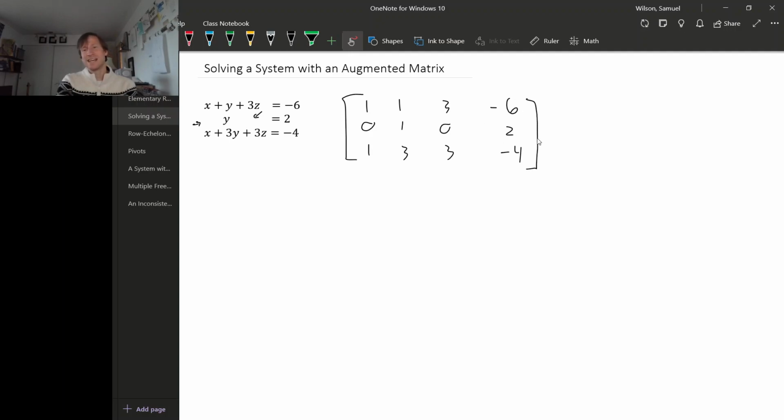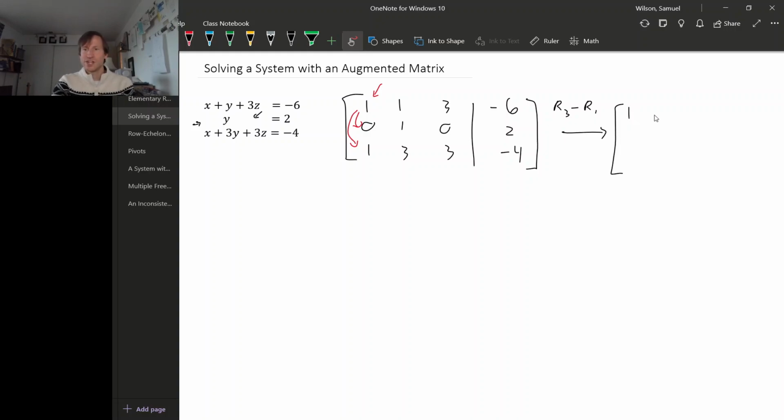And then again, to indicate that this last column is actually the right-hand side of a system of equations, we'll put this vertical bar here. And now we can do row operations. So let's see. We already have a 1 in the upper left-hand corner, so let's use that 1 to zero out everything below it. In the second row, we already have a 0 here, so to zero out the bottom left, we can take row 3 and subtract row 1.